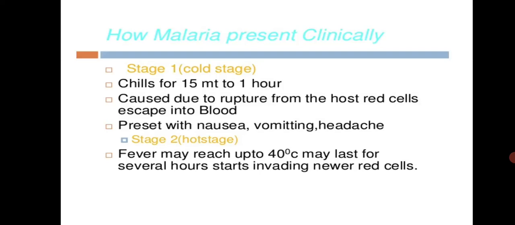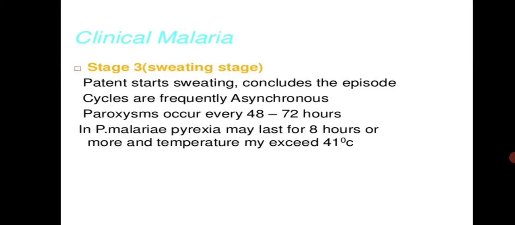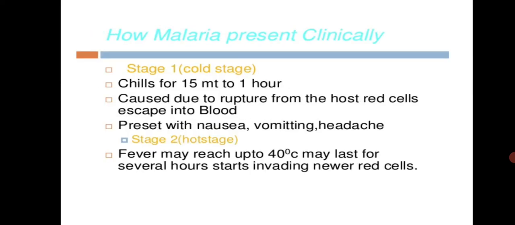The malarial signs and symptoms are divided into three stages. The first stage is known as the cold stage, the second stage is the hot stage, and the third stage is the sweating stage. In the first stage, chills lasting 15 minutes to 1 hour occur, caused by the rupture of the host red cells that escape into the blood, and present with nausea, vomiting and headache.